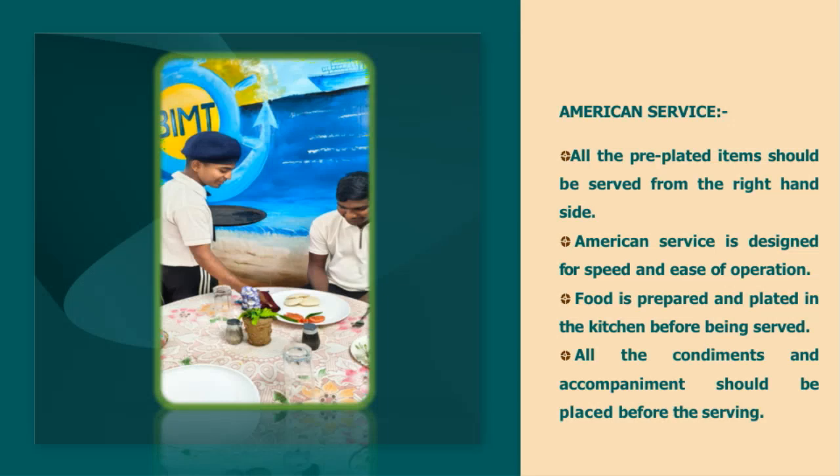Let's talk about American service. All the pre-plated items should be served from the right-hand side, which helps ensure a smooth and efficient flow. This method is actually designed for speed and ease of operation, making it ideal for busy settings. The food is prepared and plated in the kitchen before being brought out to the guest, so it's all ready to go, saving time and maintaining presentation quality.